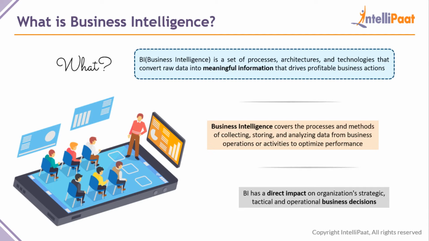So BI basically covers all the processes and methods that are needed. Like, there are some methods of data collection, data analysis, data storage, and so much more. So all of this data is collected from business operations, or let's say any day-to-day activities in a company. And at the end of it, all of this is analyzed, collected, stored, and operated upon, so that we can get an output, a result, which will basically help us to optimize performance at the end of it. And business intelligence has a direct impact on the organization's strategic operations, tactical operations, and even the business decisions on a very big scale, guys.